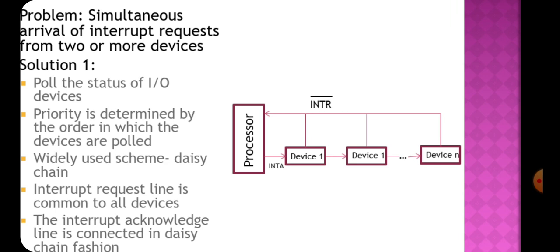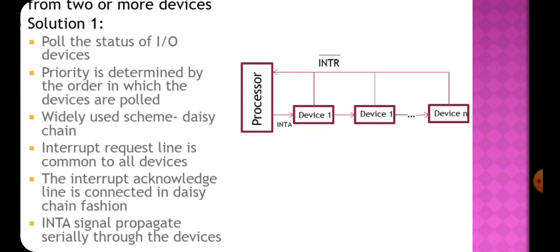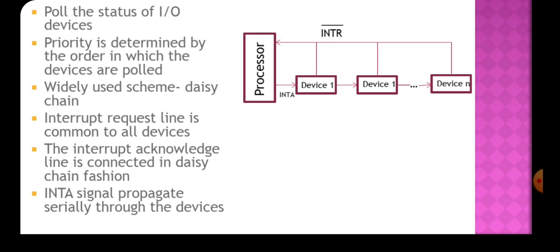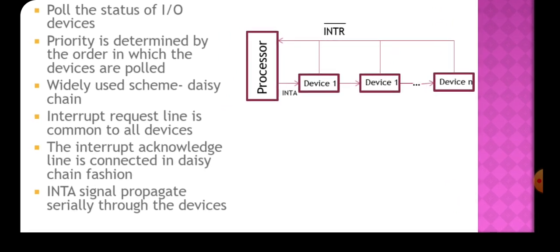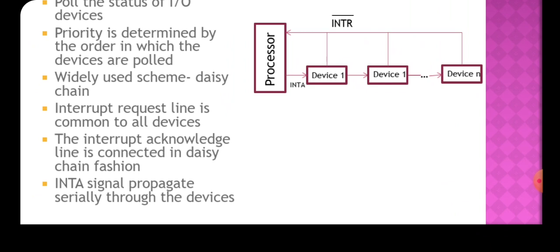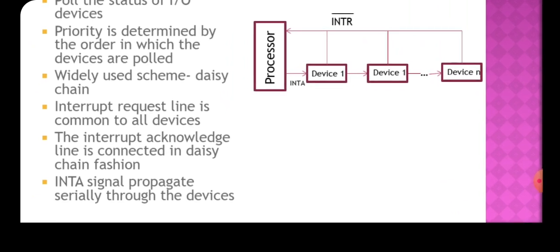Here you can see a processor and n number of devices. All the devices are connected to a common interrupt request line, and the interrupt acknowledge signal from the processor is first passed to device 1 and then from device 1 to device 2, then up to device n. Here the interrupt request line is common to all the devices, and the interrupt acknowledge line is connected in daisy chain fashion. This type of arrangement is called a daisy chain. Then the interrupt acknowledge signal, that is INTA signal, propagates serially through the devices.